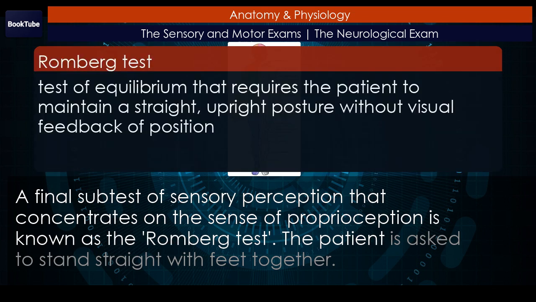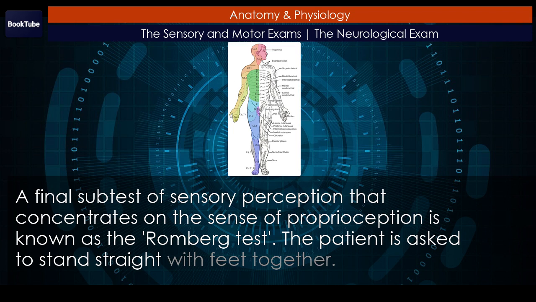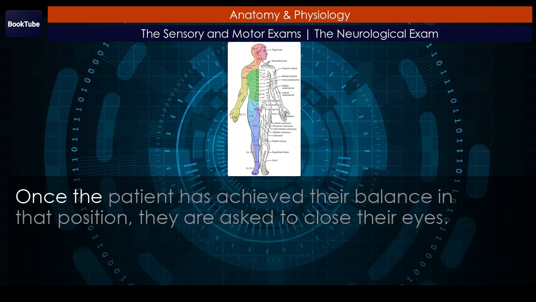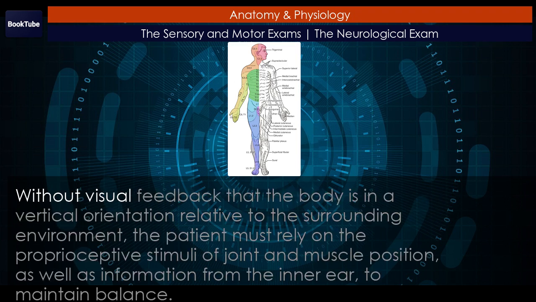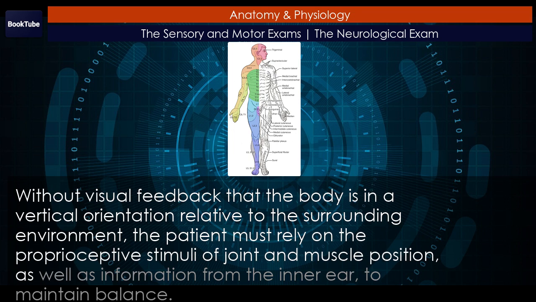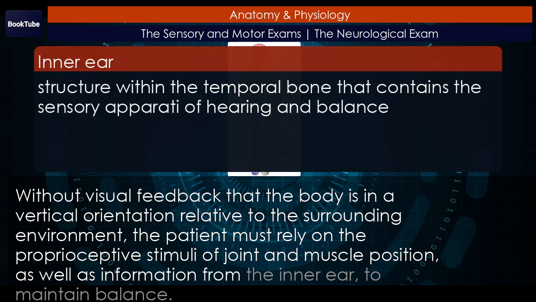A final subtest of sensory perception that concentrates on the sense of proprioception is known as the Romberg test. The patient is asked to stand straight with feet together. Once the patient has achieved their balance in that position, they are asked to close their eyes. Without visual feedback that the body is in a vertical orientation relative to the surrounding environment, the patient must rely on the proprioceptive stimuli of joint and muscle position, as well as information from the inner ear, to maintain balance.